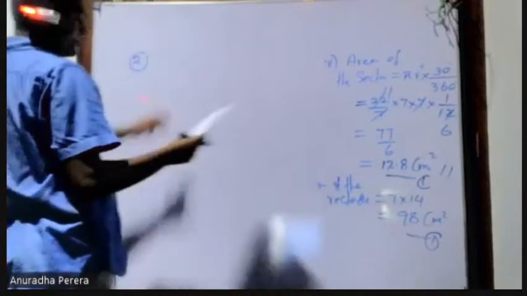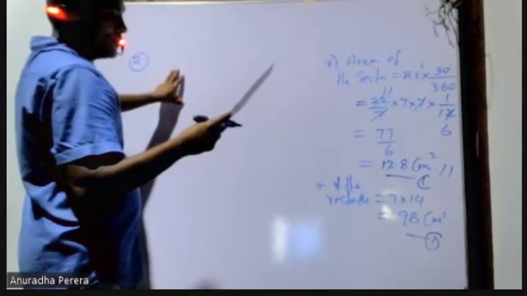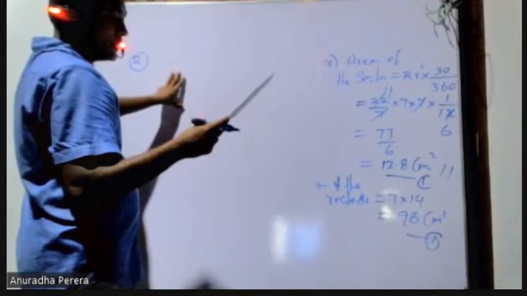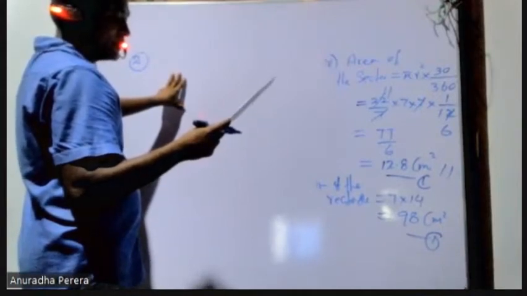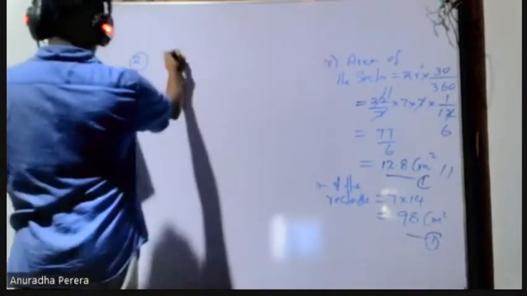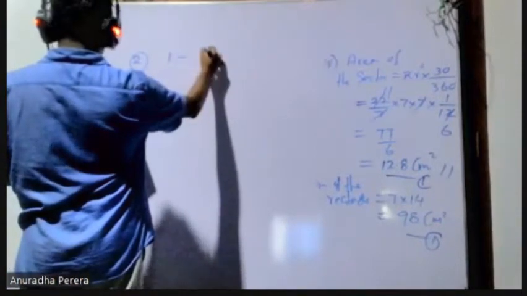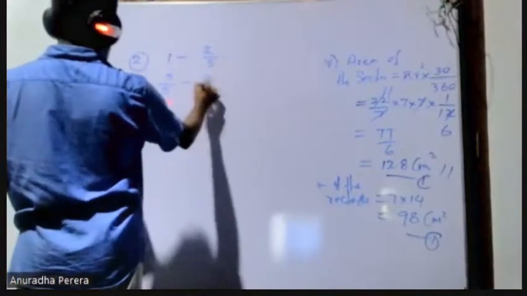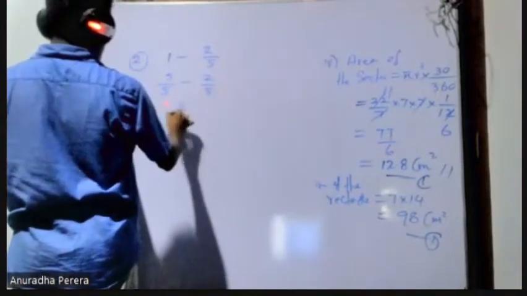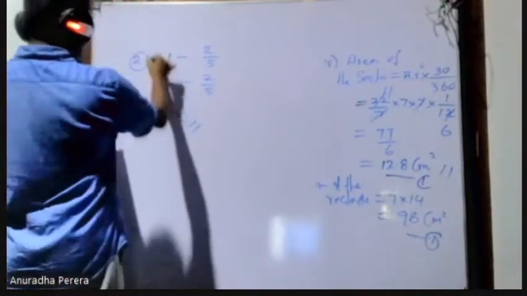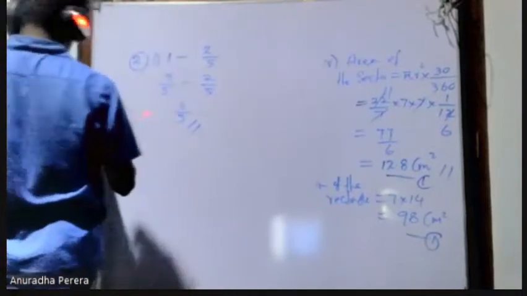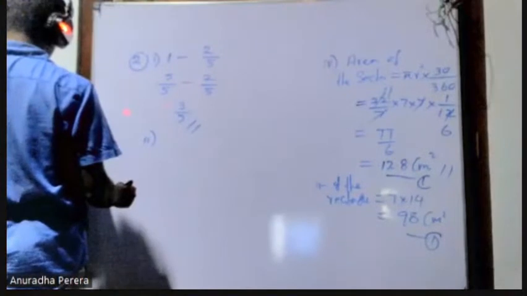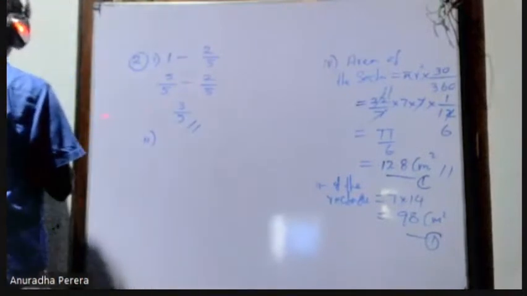Second question: Amal spent 2/5 of his salary on food and 1/3 of the remaining amount on traveling. What is the fraction of the salary which remains after spending on food? 1 means 1 minus 2 over 5. 1 means 5 over 5. The answer is 3 over 5.